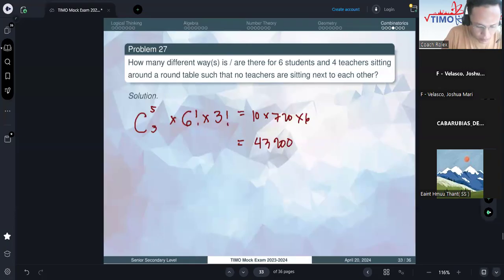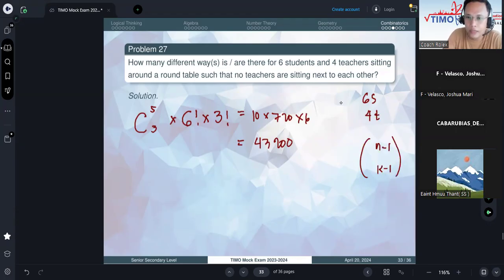5 taken 3. The 5 taken 3 is from stars and bars. Meaning there are 6 students and 4 teachers. So we take the n minus 1 taken k minus 1 for this. So you will have 5 taken 3 from that point. Then the number of ways to arrange the students is 6. Then the number of ways for the teachers, this one is 3, round table.